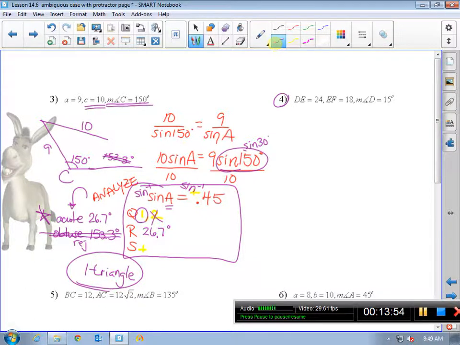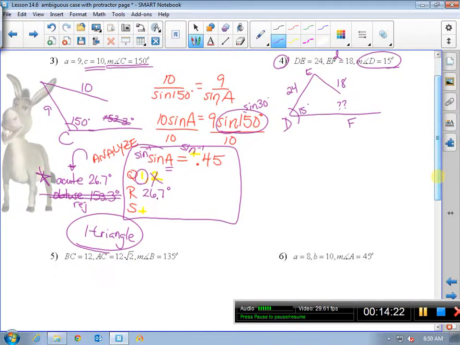All right, let's do number 4. We have a triangle with D, E, and F. Partial picture. I see it's 15 degrees. It's very small, but I'll draw it like that. That's angle D. Side EF would be side D. And in between 24. So that's E, and there's an F down here somewhere. Okay, let's set up our law of sines.